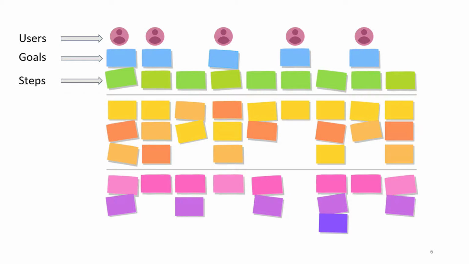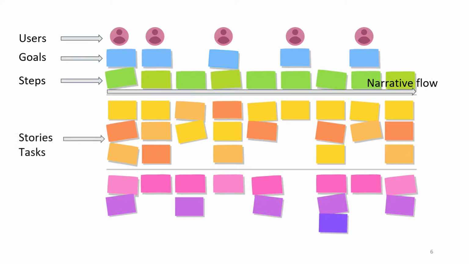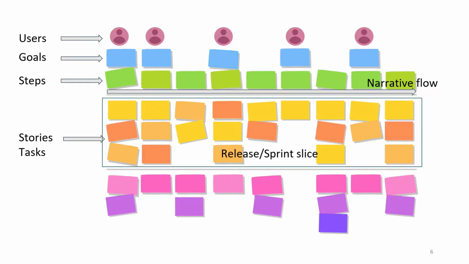Steps. So the third row, steps, are what you need to do to achieve the goal. And to achieve these steps, you break it down into many stories and tasks. Here, it will create a narrative flow for you, so you can take a look at it and visualize your ideas here. These stories and tasks can be grouped into a release or sprint.